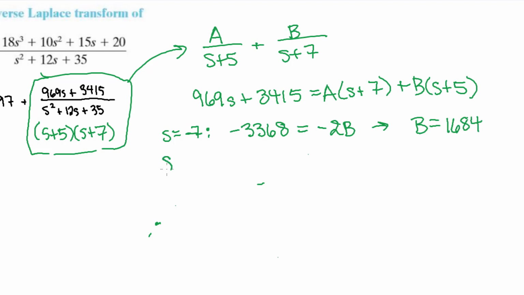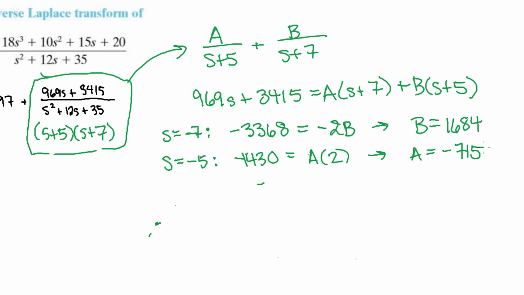And then plug in s equals -5. And then you get -1430. Equals, and then A times 2, and the B is gone. So you get A equals -715.